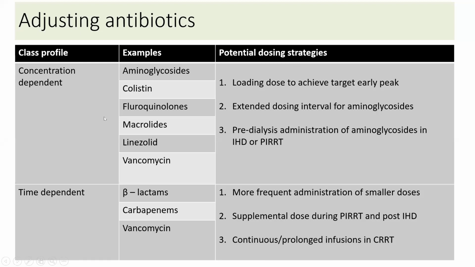If the antibiotic is concentration dependent, a loading dose is advisable with extended dosing interval for aminoglycosides. And as Dr. Partha has mentioned, a large dose of pre-dialysis administration of aminoglycosides in patients with intermittent hemodialysis or prolonged intermittent renal replacement therapy can be helpful to achieve therapeutic targets sooner. For antibiotics which are time dependent, more frequent administration of smaller doses is advisable, and supplemental dosing should be given during prolonged intermittent renal replacement and, in case of intermittent hemodialysis, after the session of hemodialysis. And in cases of CRRT, as it's a continuous process, a continuous or prolonged infusion should be used.